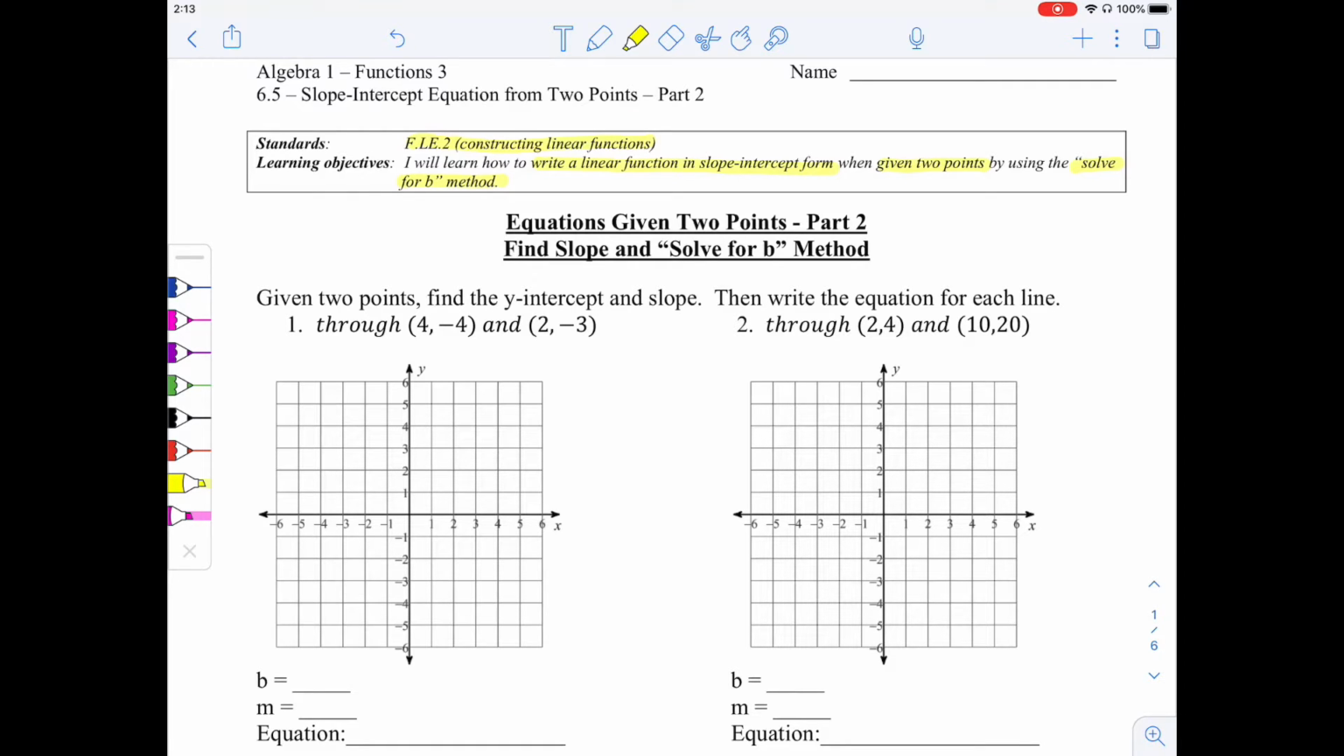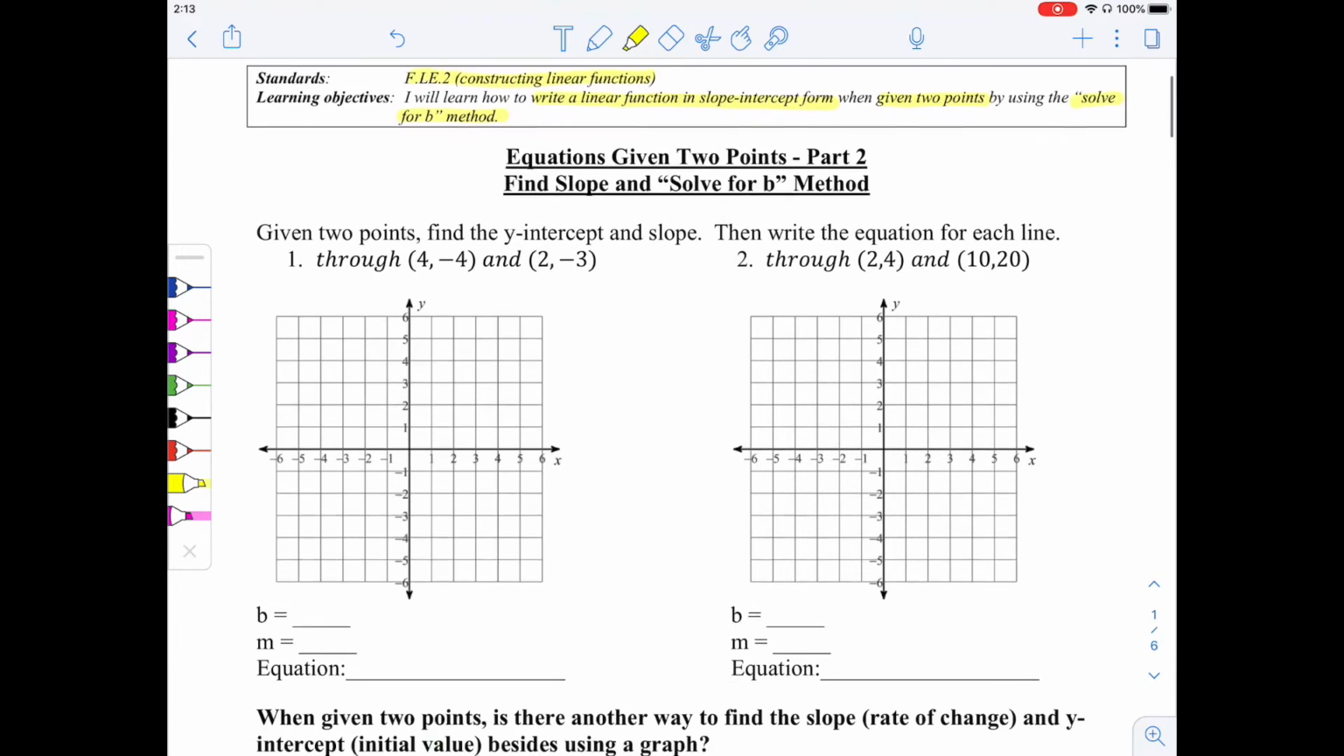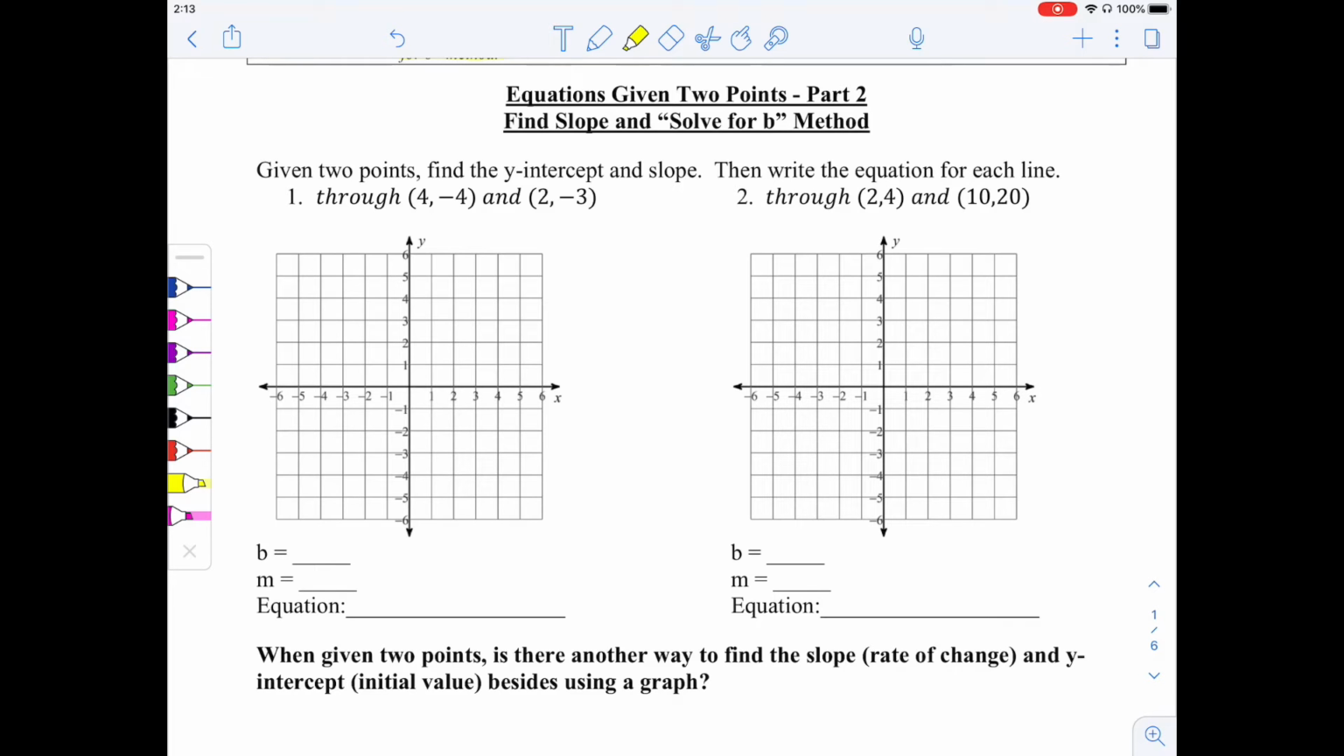Last time we were able to use 2 points on a graph and then find the equation from the graph, right? So given 2 points, find the y-intercept and slope. We're going to do (4, -4), right? So you have your x value, y value, and then you have your x value, y value, right? x1, y1, x2, y2. So we have our 2 points, and we're going to graph it, right?